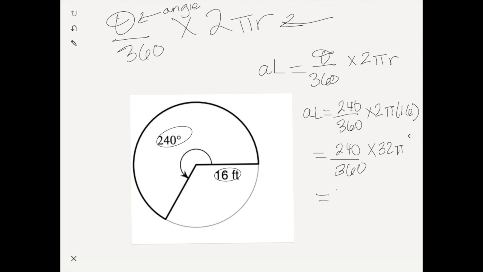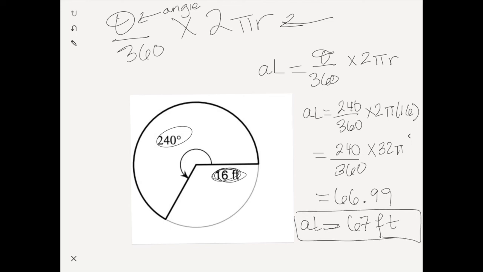So my answer is 66.99. Or I'm just going to say my answer is 67. And my unit here is feet, so I'm just going to say feet. If you don't have a unit, you can just say units. So my arc length is 67 feet.